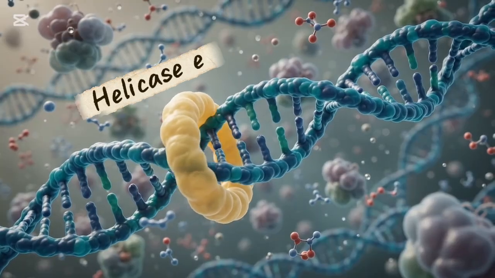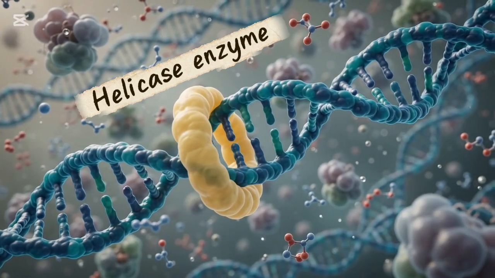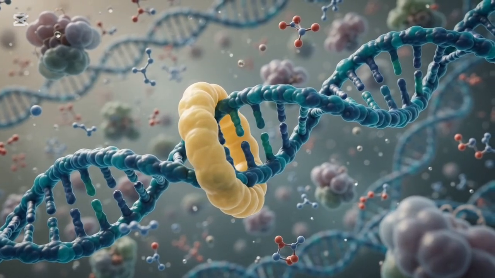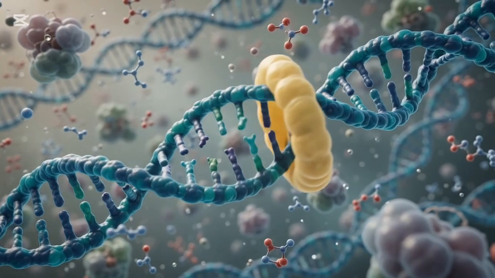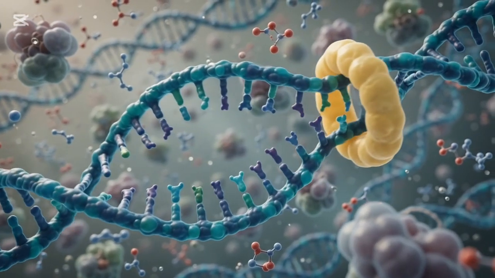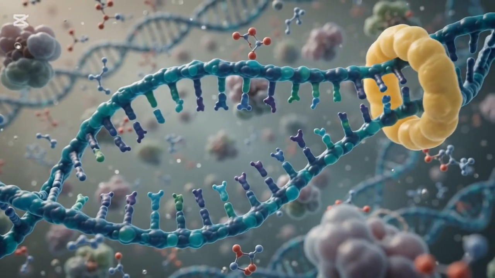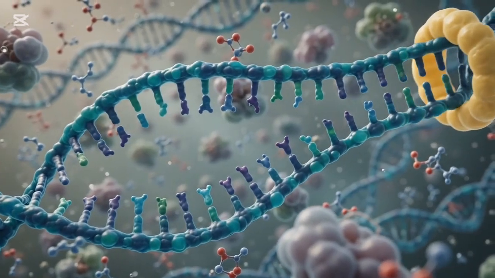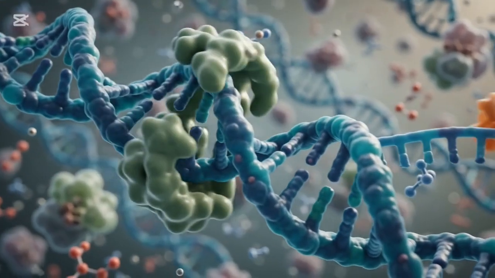Next, DNA Helicase, also known as DnaB, unwinds the DNA by breaking the hydrogen bonds between complementary base pairs. As the two DNA strands separate, two replication forks are formed and move in opposite directions around the circular chromosome.